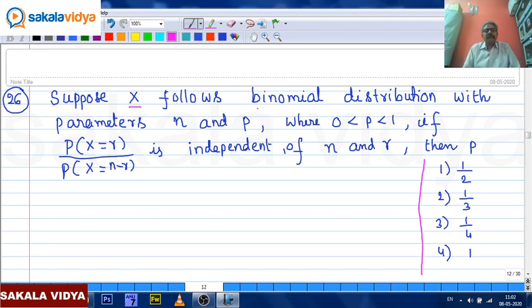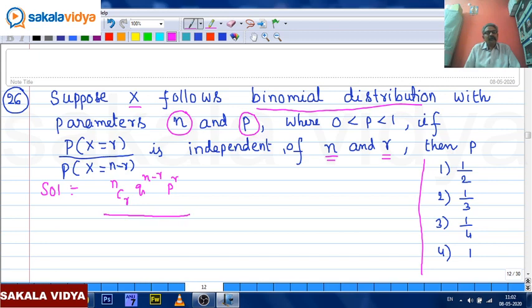Suppose x follows binomial distribution with the parameters n, p. If P of x is equal to r by P of x is equal to n minus r is independent of n and r, then we need to find p. So, first let us write P of x is equal to r, that means nCr q to the power of n minus r, p to the power of r. And upon this will be nC n minus r, q to the power of n minus n plus r, this will be r, this will be p to the power of n minus r. Here very interesting factor, in binomial coefficients we know nCr equal to nC n minus r. So, these two get cancelled.